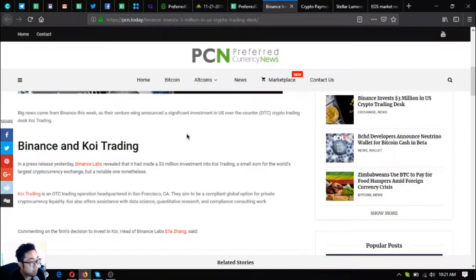Big news came from Binance this week as their venture wing announced a significant investment in US over-the-counter (OTC) crypto trading desk Koi Trading. So in a press release yesterday, Binance Labs revealed that it had made a $3 million investment into Koi Trading, a small sum for the world's largest cryptocurrency exchange, but a notable one nonetheless. Koi Trading is an OTC trading operation headquartered in San Francisco, California. They aim to be a compliant global option for private cryptocurrency liquidity. Koi also offers assistance with data science, quantitative research, and compliance consulting work.